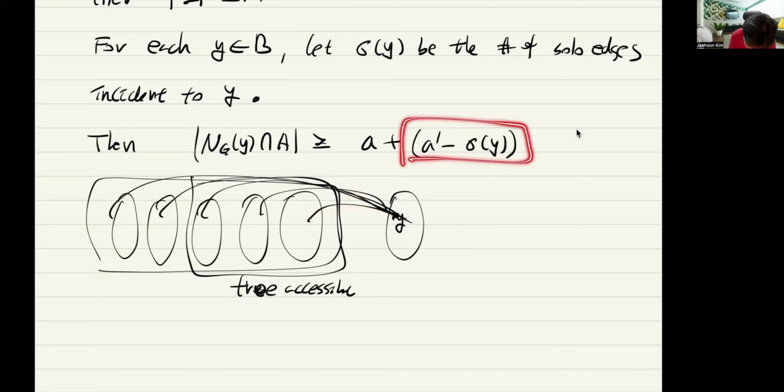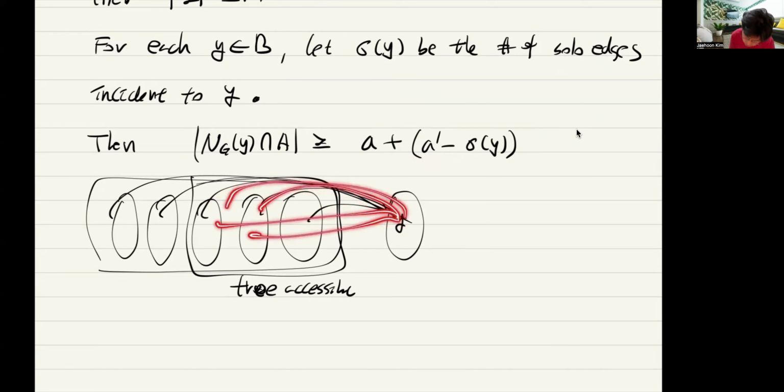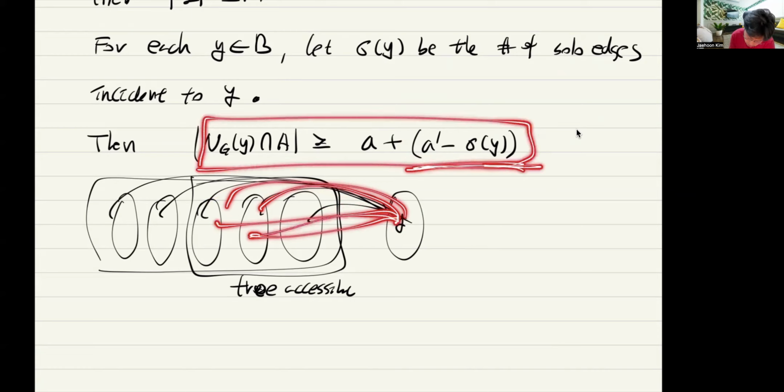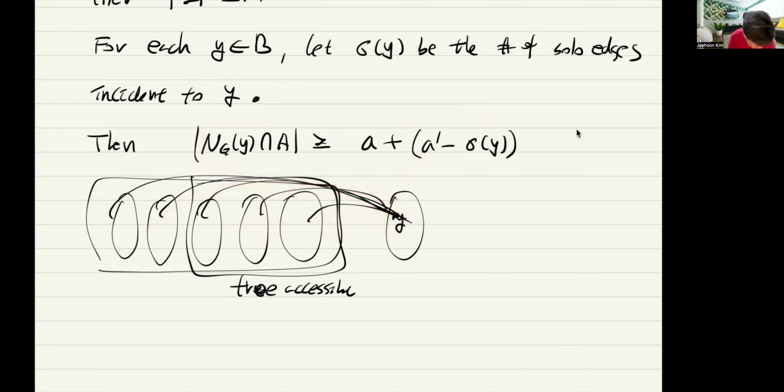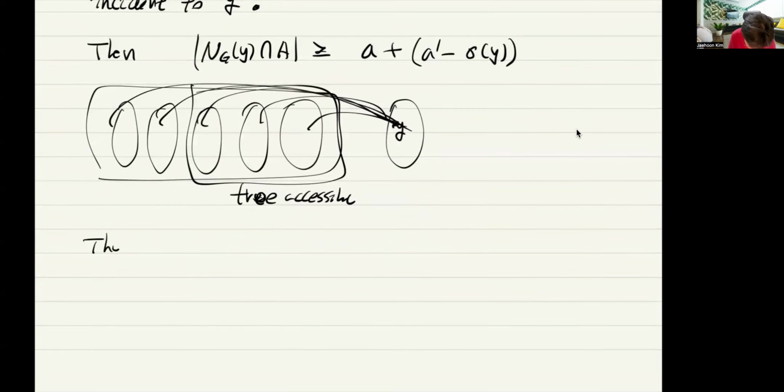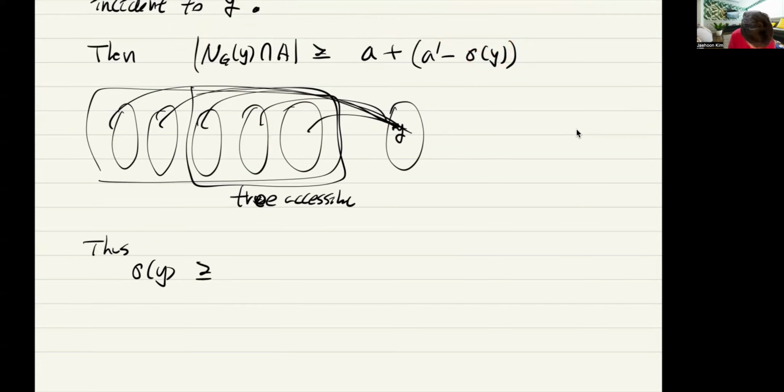Okay? But out of this many, this is not a solo edge, this is not a solo edge. Then for each non-solo edge, there must be another one. So you have to add this much on here, the number of edges from this towards A. Thus, what do we get from here? You move this term to here, then this is at least A plus A prime minus the number of neighbors in here.